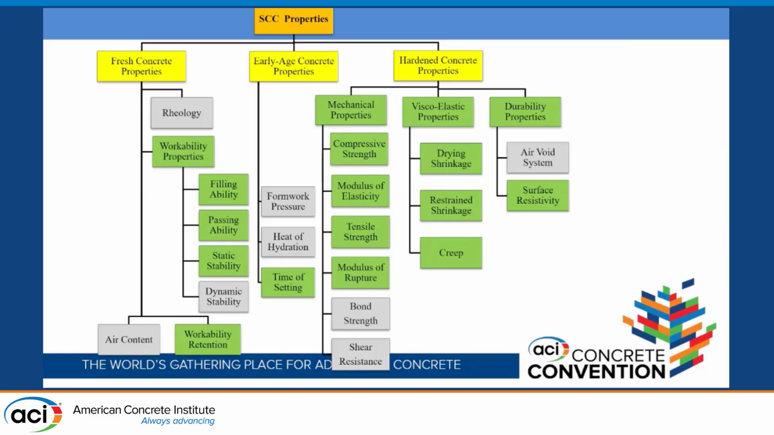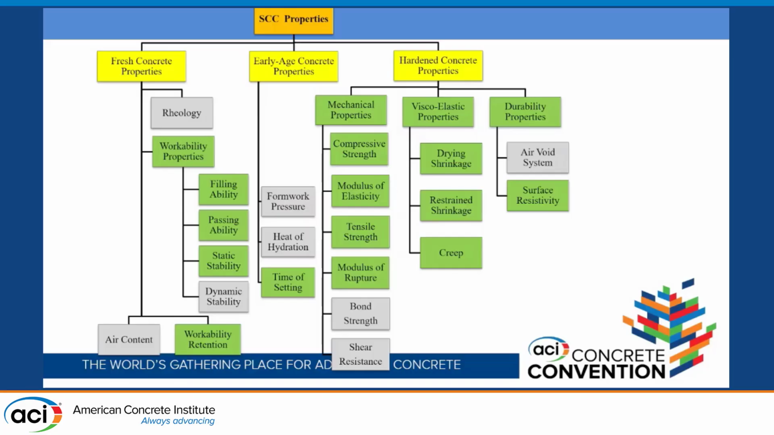So this is a simplified diagram that shows the different property groups and the ones we studied in this project to evaluate the effect of the SCM. The ones shown in green are the ones I'm presenting today. The others, we didn't study over a wide range of SCMs, so I will not present those, but we'll focus on the green ones.